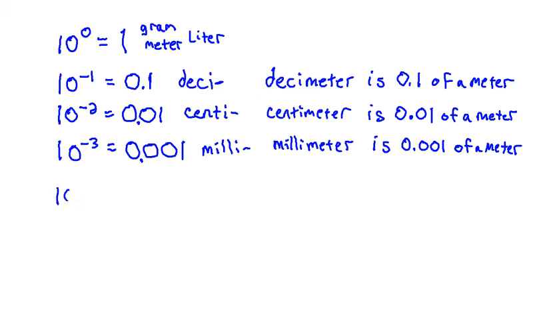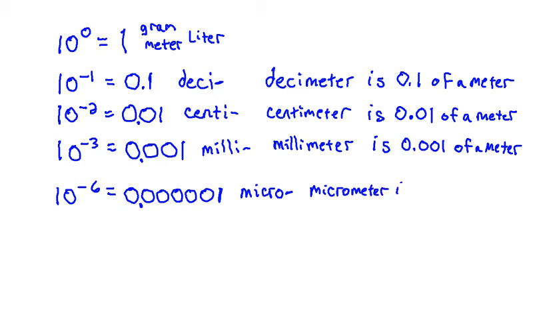Now let's go to 10 to the negative 6. That's going to be 6 zeros: 1, 2, 3, 4, 5, 6. And then you put the 1 down. Go back and put that decimal point after that first 0. And that's going to be called a micro. So a micrometer is 0.000001 meters.